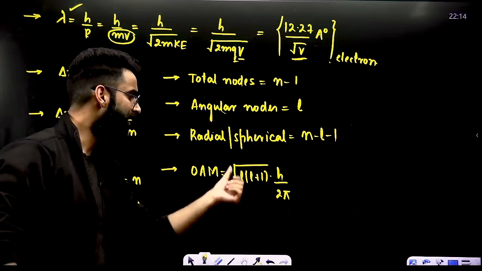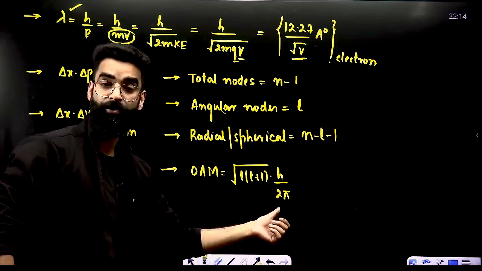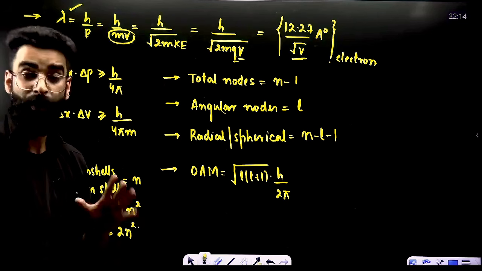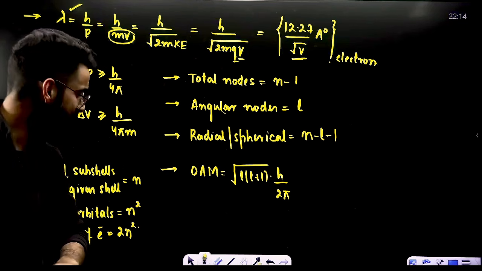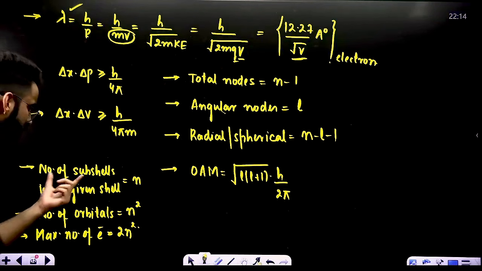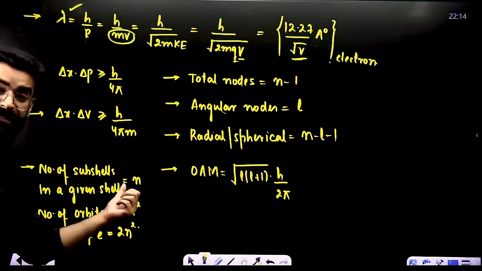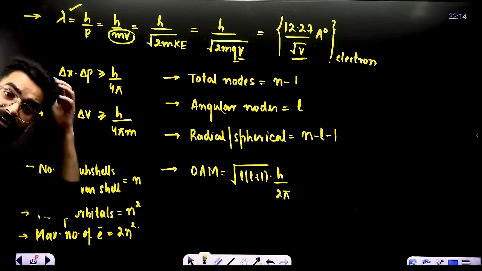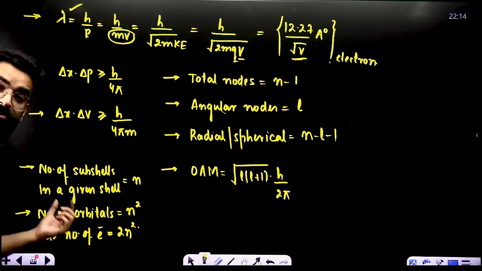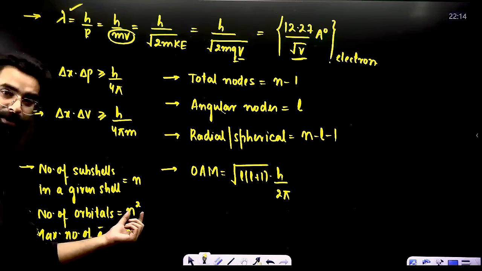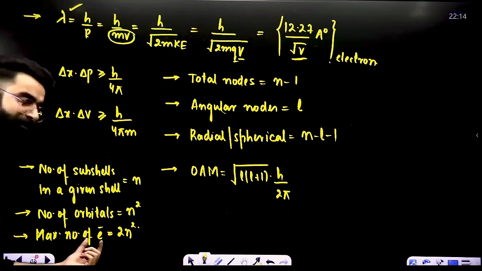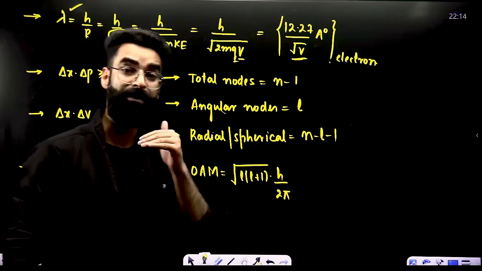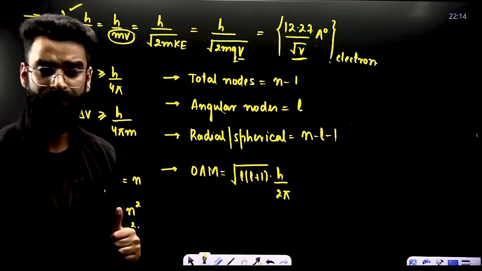Orbital angular momentum, under root of l into l plus 1, h upon 2 pi. What is l? l here represents what? It represents the azimuthal quantum number. Total number of subshells in a given shell is equal to the value of n. n is the principal quantum number. Number of orbitals, maximum orbitals, which will be present in a particular shell, that's equal to n square. Similarly, maximum number of electrons that can be accommodated in a particular shell, that's equal to 2n square, right?